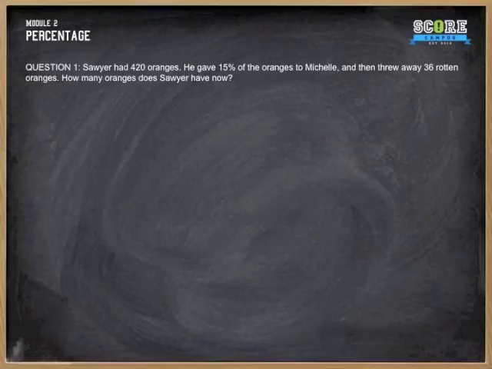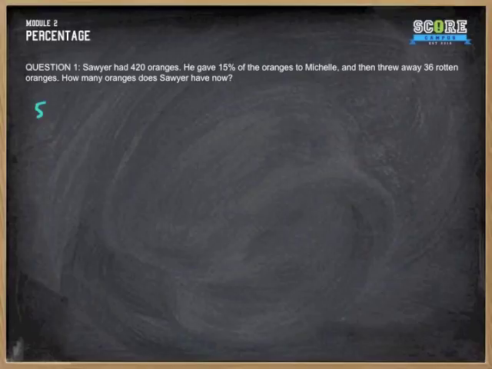Alright students, the first question we are going to look at is going to satisfy the second objective. What is the second objective of this lesson? Finding a part given the whole. In this case, question 1 will give you the whole. So let's look at this question. Sawyer had 420 oranges. He gave 15% of the oranges to Michelle and then threw away 36 rotten oranges. How many oranges does Sawyer have right now?